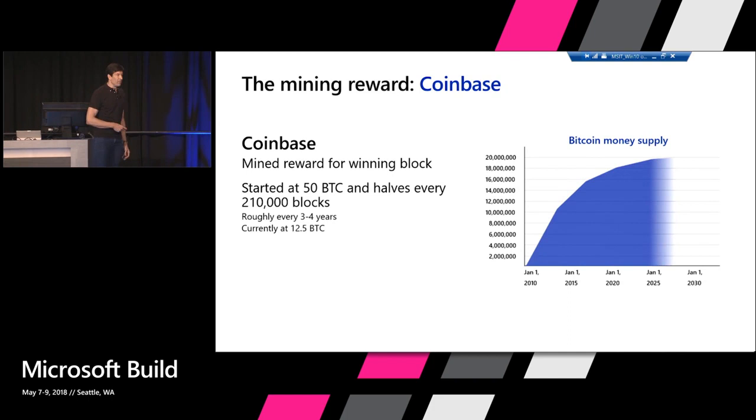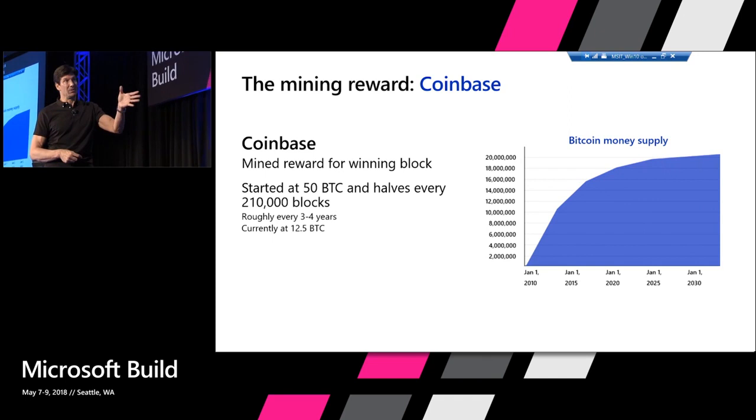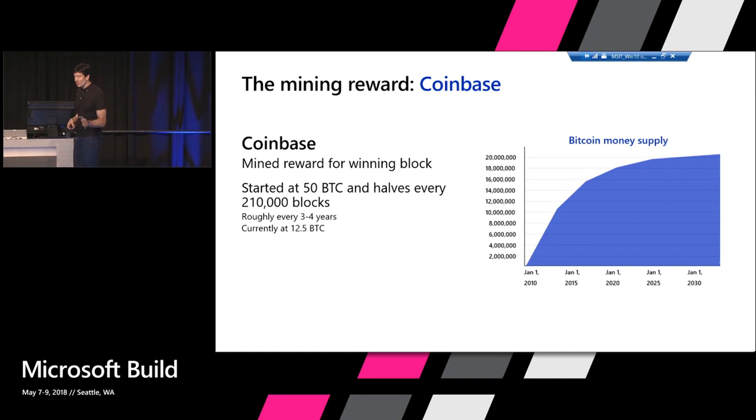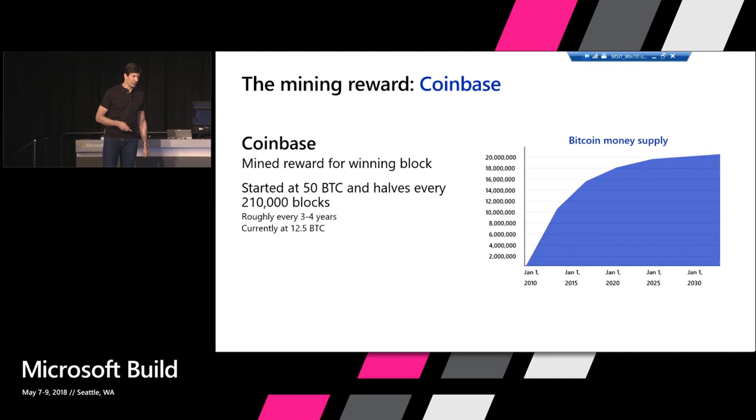This started at 50 Bitcoin in the Bitcoin network when it launched, and it halves roughly every 210,000 blocks. So every 210,000 blocks, the code that executes the Bitcoin network says, oh, time to only accept Coinbase transactions that are half of what they were before. And we're currently at 12.5 Bitcoin. So this is halving roughly every 3 to 4 years. You can see the Bitcoin money supply is going to run out sometime in the 2030s at this rate, at the rate that blocks are being generated.